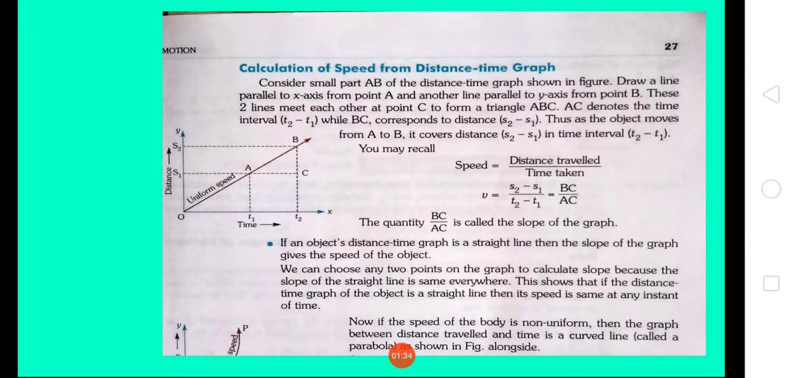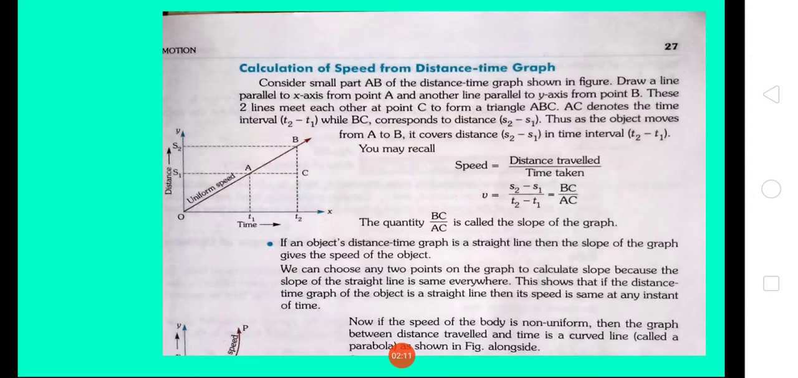So AC denotes the time interval, which is T2 minus T1, the time from T1 to T2. Whereas BC, if you see the corresponding figures on y-axis, corresponds to the distance S2 minus S1. So as the object moves from the point A to B, it would have covered a distance S2 minus S1 in the time interval T2 minus T1.